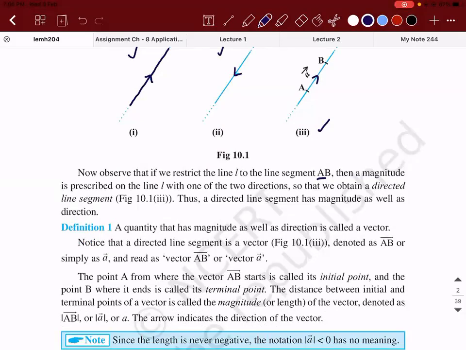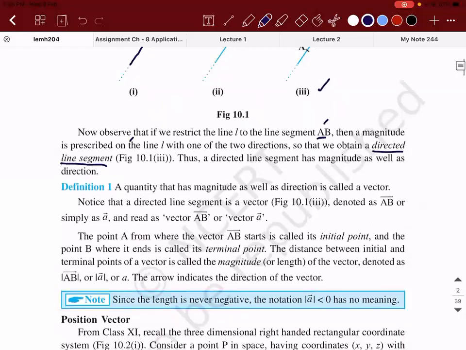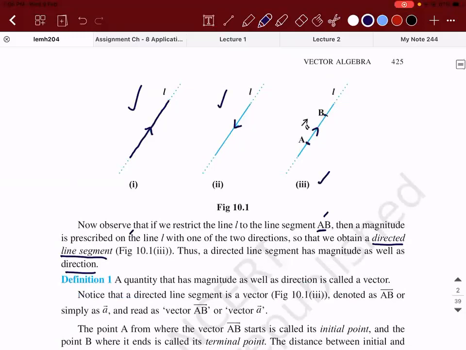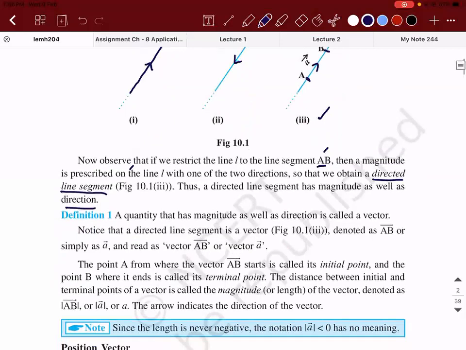Now, if you restrict the line L to the line segment AB, then a magnitude is prescribed on the line L with one of the two directions, so that we obtain a directed line segment. A small correction: a directed line is not a vector, a directed line segment is a vector. This directed line segment has magnitude as well as direction. Are you able to understand? So AB is a directed line segment and it has magnitude and direction associated with it. The other name for the directed line segment is what is called a vector quantity.